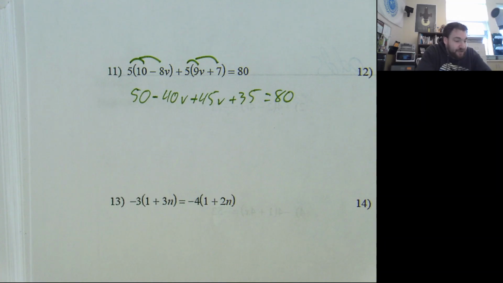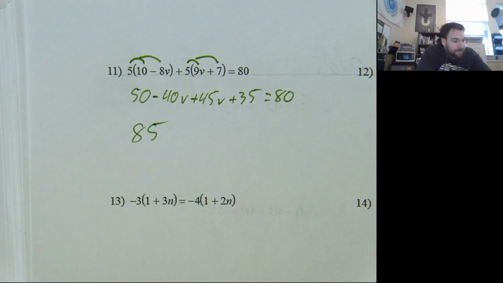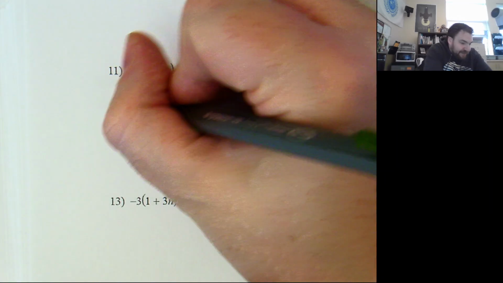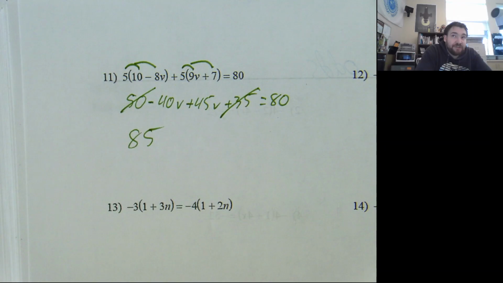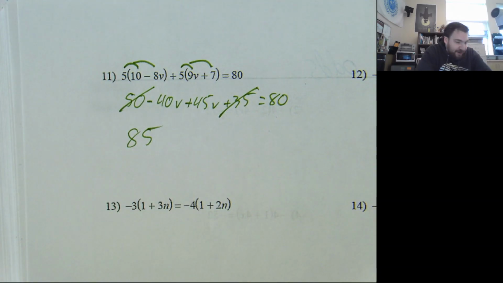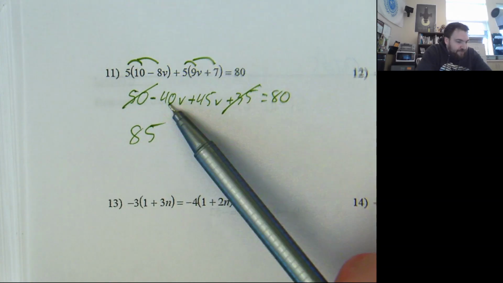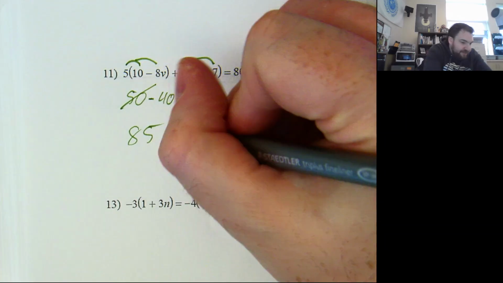Now we're going to combine like terms. Ruben, what are the like terms? 50 and? There is no positive 5. 50 and 35. And the positive 35. So that's going to be 85. And so that's that piece and that piece. What are my other like terms there, Ruben? Nope. There you go. Okay, so negative 40v plus 45v is?